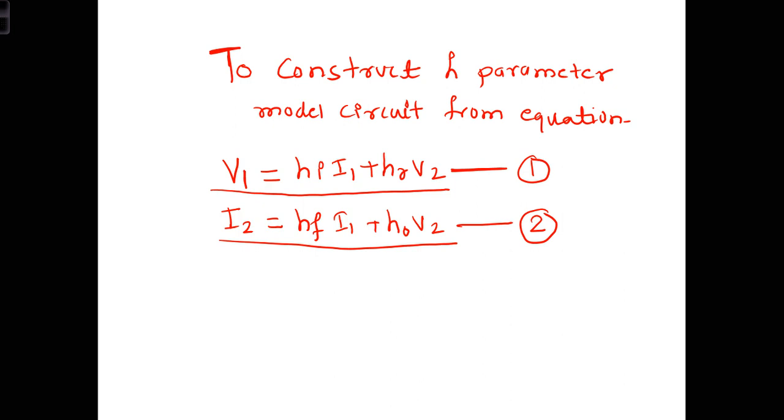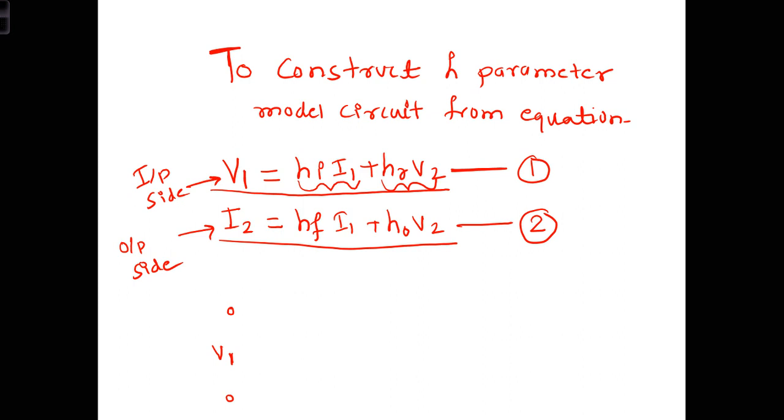So we know this is the input side. V1 is representing the input side and this I2 is representing the output side. Now from the input side, suppose V1 is there. So this is V1. I am constructing now. This V1 is the sum of two things. This is the first thing, this is the second thing. What is the first thing? HI into I1.